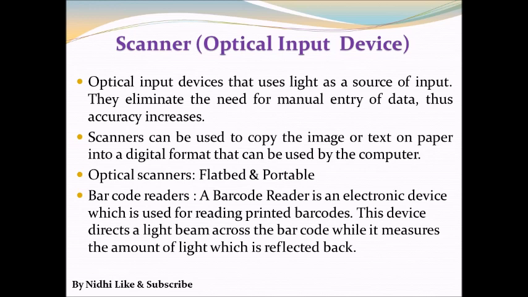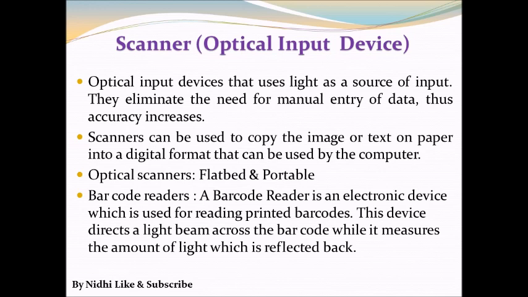And optical scanners are also categorized into 2 parts, flatbed and portable. Portable means we can move these types of scanners, that is handheld scanners that can be used in phone etc. And flatbed scanners, as compared to portable, are heavy and can be used at a particular place. And barcode readers also come under the category of scanners, that are handheld scanners.